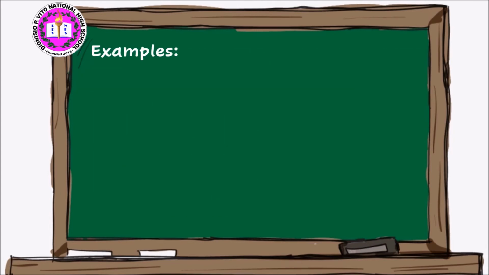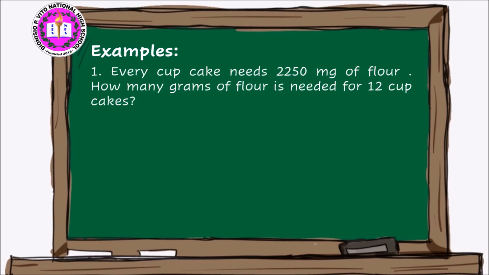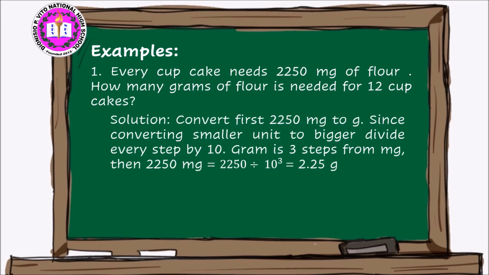For example, every cupcake needs 2,250 milligrams of flour. How many grams of flour is needed for 12 cupcakes? So our solution: we're going to convert first 2,250 milligrams to grams. Since converting a smaller unit to a bigger one, divide every step by 10. So gram is 3 steps from milligram.